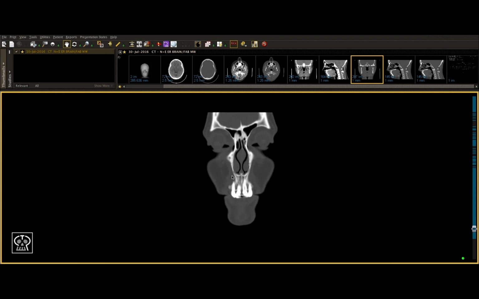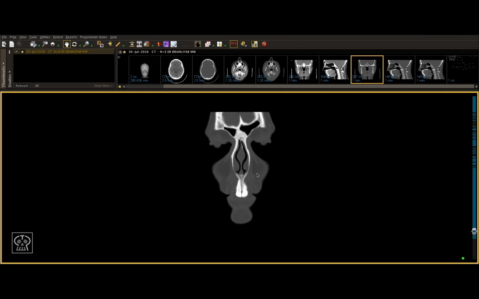Always make sure to examine this lateral piriform area on both sides whenever doing your maxillary assessment.